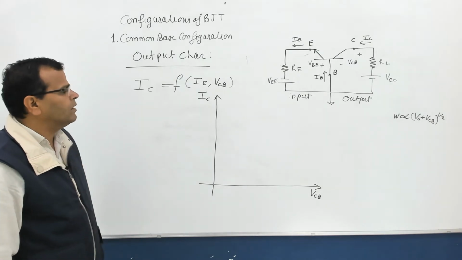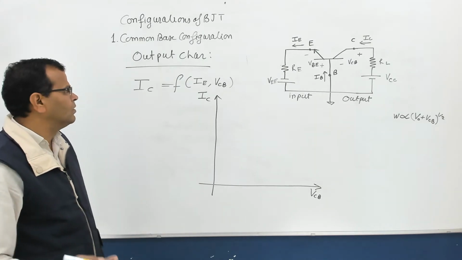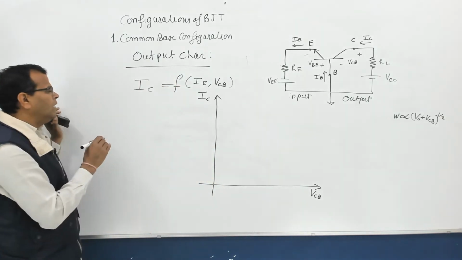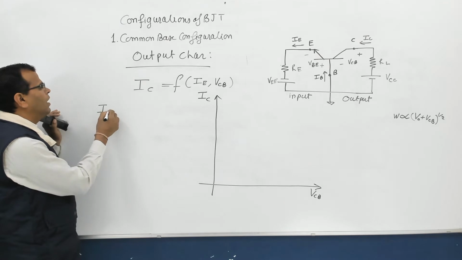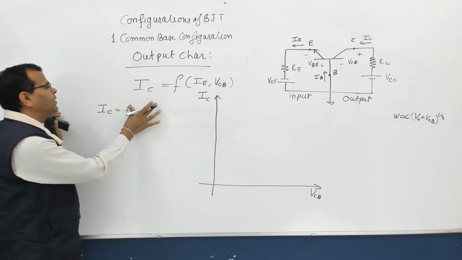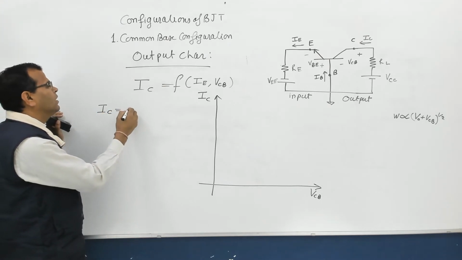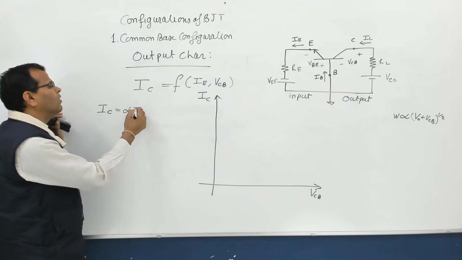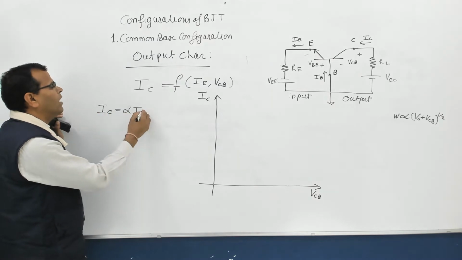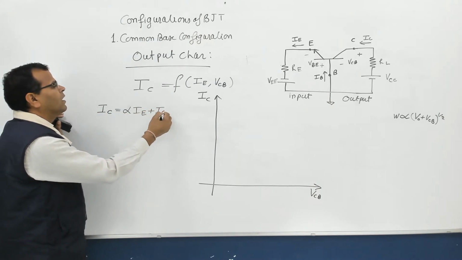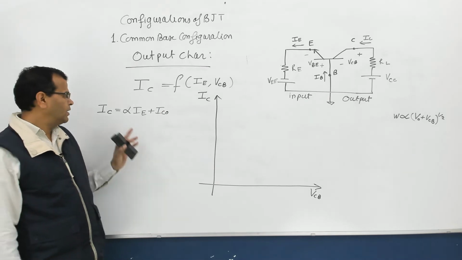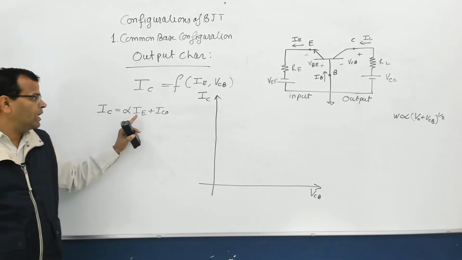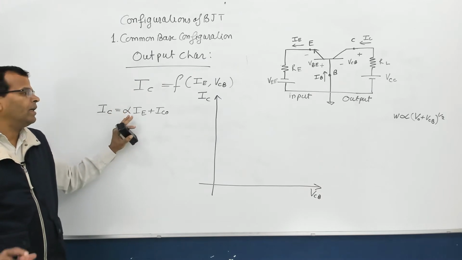And if you remember, one by one I will be talking about these relationships. This IC is a function of emitter current. So rather than writing the relation, just recall that IC = alpha IE + IC naught. That is the relationship between IC and alpha. But remember, this relationship is applicable when your BJT behaves like an amplifier.